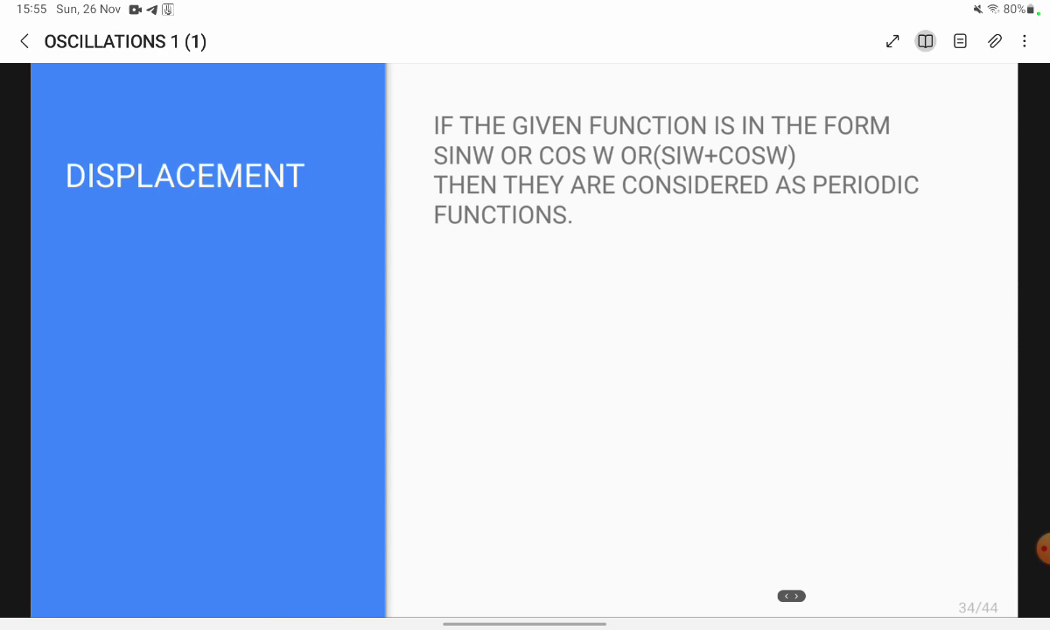Let us see. If the given function is in the form of sine omega, or cos omega, or sine omega plus cos omega, then they are considered as periodic functions. For example, they will be asking which of the following is a non-periodic function. When you simplify or expand that equation, if you get sine omega or cos omega or both sine omega plus cos omega, then we can say it is periodic. But if you do not get it like that, then it is said to be a non-periodic function.